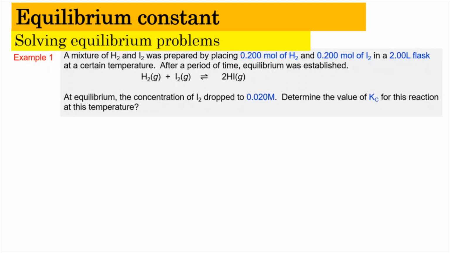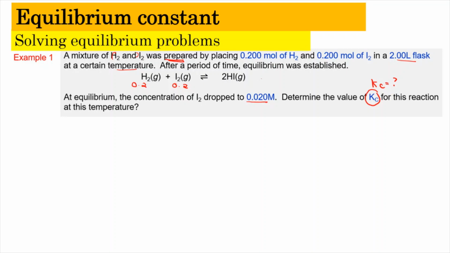So for example number 1, a mixture of hydrogen gas and iodine was prepared by placing 0.2 mole of hydrogen gas as well as 0.2 mole of iodine gas in a 2-liter flask at a certain temperature. After a period of time, the equilibrium was established. And at equilibrium, the concentration of the iodine will drop to 0.02 molar. Then we need to determine the value of Kc for this reaction at this temperature. So at the initial stage, because it was prepared, we know that we have 0.2 mole of hydrogen gas, 0.2 mole of iodine, and this was placed inside a 2-liter flask. And then we need to find the value of Kc.